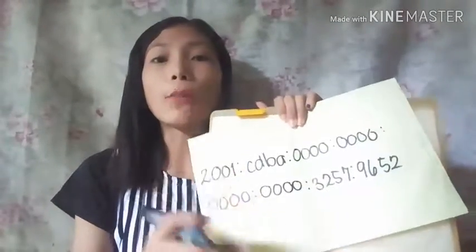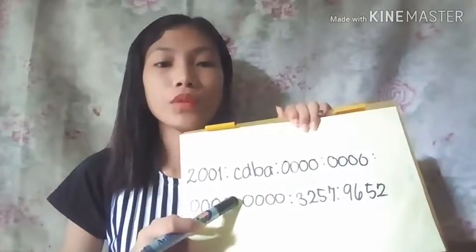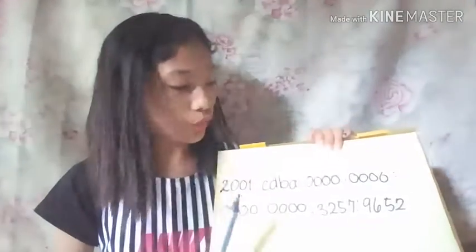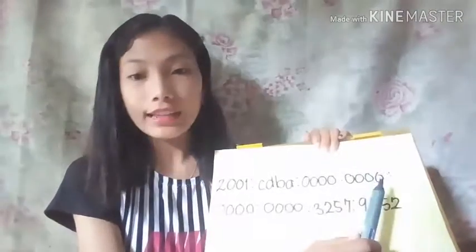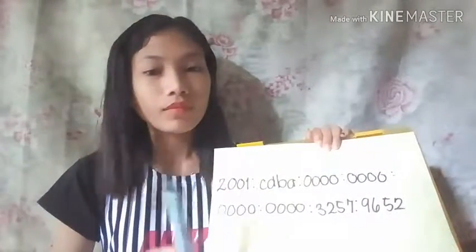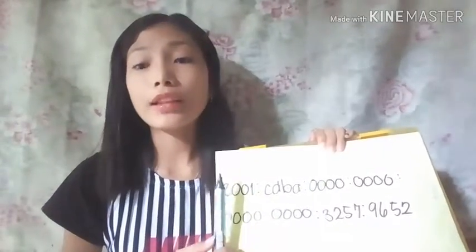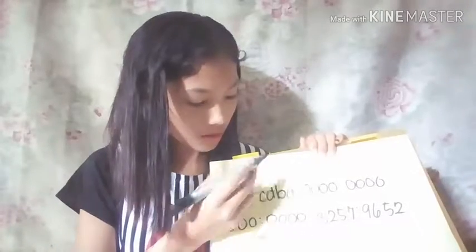So guys, this is the example of IP version 6. This is expressed by 8 groups of hexadecimal base 16 numbers separated by colons. These are the colons.